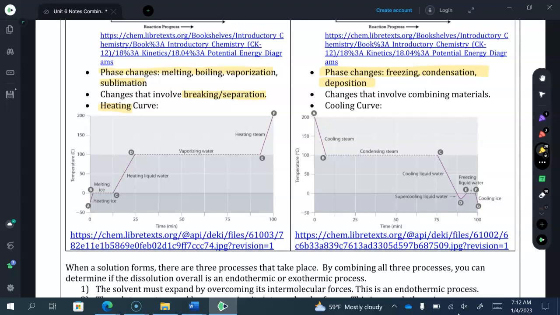When we form bonds, so anytime we combine materials, formation of bonds is included in that. That is an exothermic process. Energy is released because they are going down to a lower energy state. Okay. And so also a cooling curve is an exothermic curve.